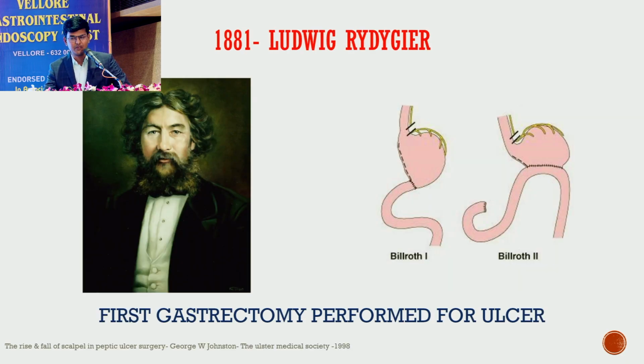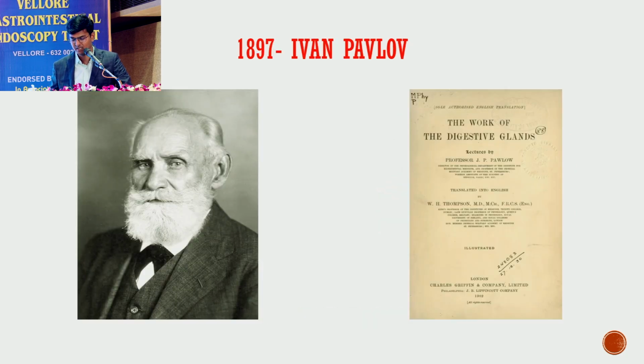Then comes 1881, when the surgeon Ludwig Rydygier performed gastrectomy for gastric ulcers. Previously, Billroth 1 and Billroth 2 were performed for gastric antral carcinoma causing gastric outlet obstruction. In 1881, Rydygier first performed gastrectomy for gastric ulcer causing gastric outlet obstruction. Then comes Ivan Pavlov. In 1897, he made a study and assessed the neural scheme behind gastric acid production.